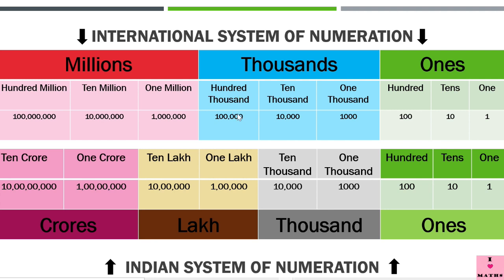Look at the number. Here there are 5 zeros along with this 1. And here too there are 5 zeros along with the 1. Only the difference is here we have put commas here and here there is only 1 comma. So 100,000 in international system is equal to 1 lakh in Indian system.